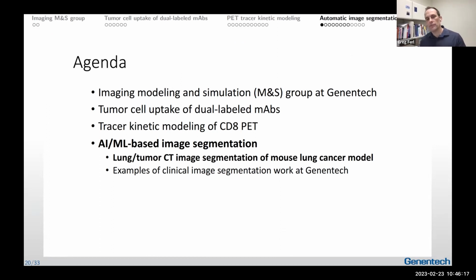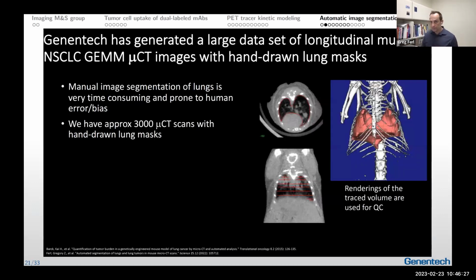So I wanted to focus a bit on what we've done in automated tissue segmentation. This is switching gears entirely, basically. Briefly, we have a lot of data at Genentech. We have a repository of about 3,000 micro CT scans of these genetically engineered mouse models for lung cancer. These are KRAS P53 mutant transgenic mice, where if you administer an adenovirus, then they begin to develop lung tumors. You can see some of them in these cross-sectional images here.